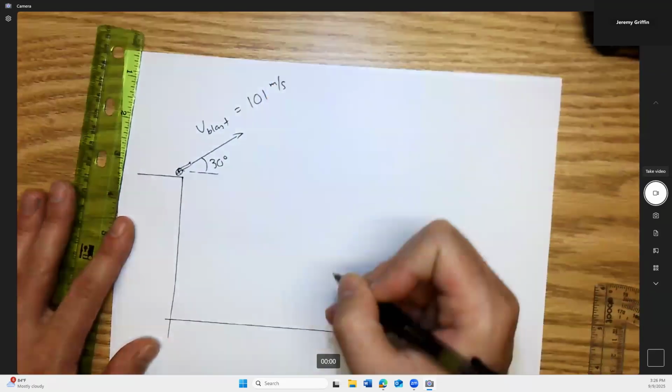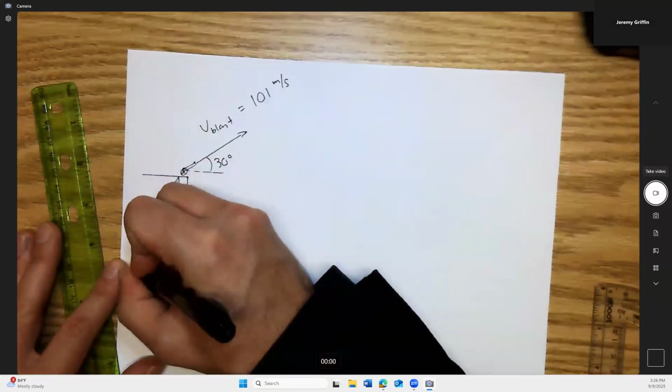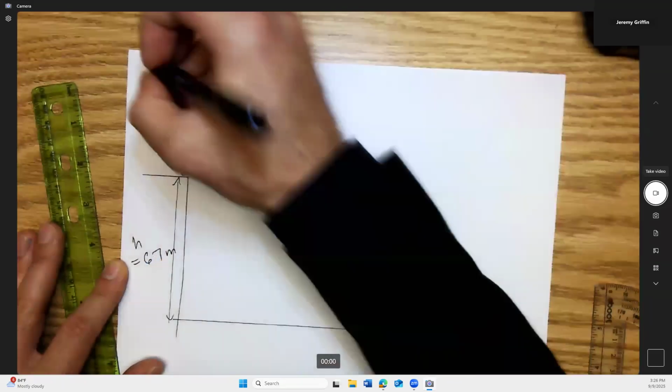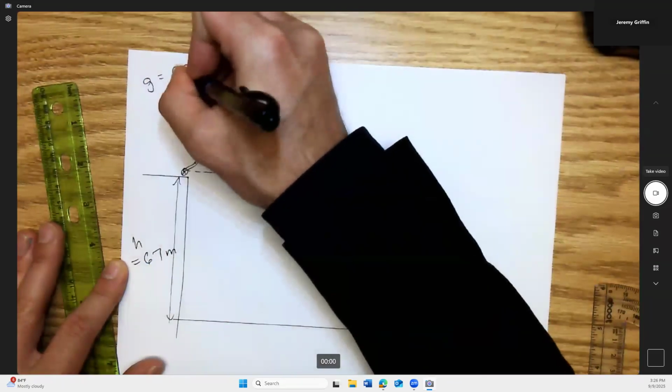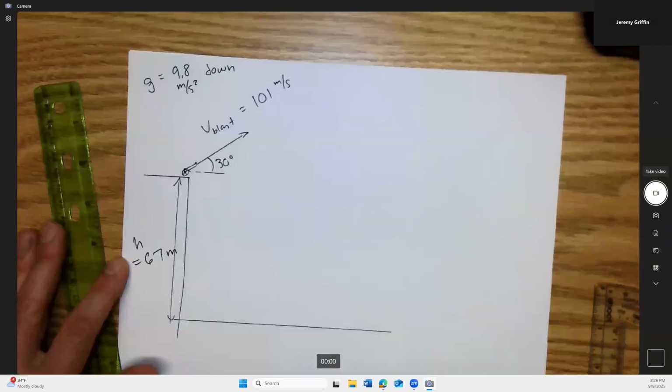I'm just reading that straight from the paper. I gave you guys the cliff height. My cliff height, I'll call it H, is 67 meters. And what we're calling G, Earth gravity, is 9.8 meters per second squared. And that would be, of course, downward. Keep that on too.